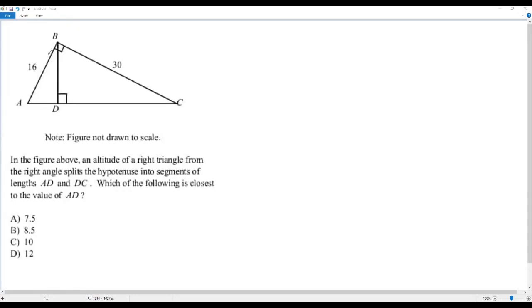Here we have a SAT math problem. Okay, let's go to the question. In the figure above, an altitude of a right triangle from the right angle splits the hypotenuse into two segments of lengths AD and DC. Which of the following is closest to the value of AD?